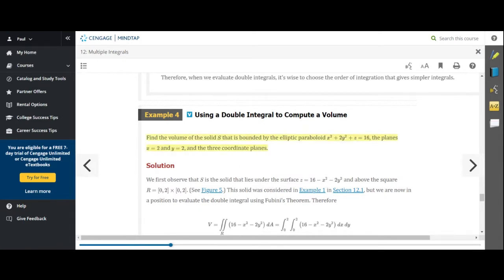In this example, they want you to find the volume of a solid that's bounded by the elliptic paraboloid, and the planes x equals 2, y equals 2, and the 3 coordinate planes. Sometimes you'll have problems where you have to compute the volume and you have to figure out what the limits are. In this problem, you're not given the limits, and you have to come up with the double integral.